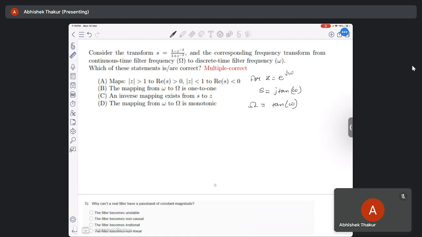Now, here our discrete time frequency is lying in between minus pi to pi, and it won't take the value of minus pi by 2 and pi by 2, because at those values the tan is not defined. So for this equation, as it is not completely defined, the mapping from discrete to continuous is 1 to 1, so this option is wrong. The mapping from discrete to continuous is monotonic, this is also wrong because there are two discontinuities here.